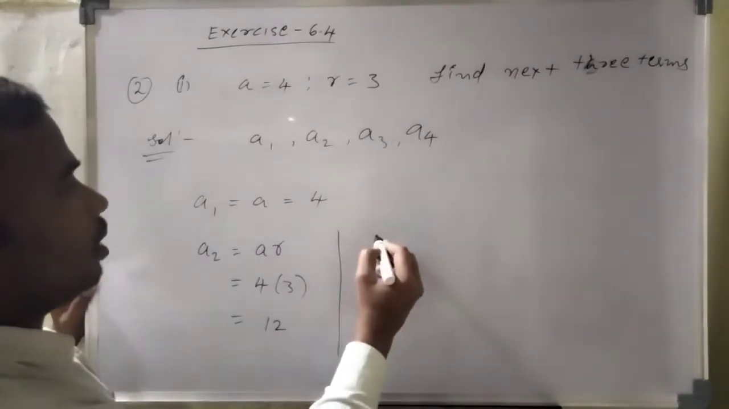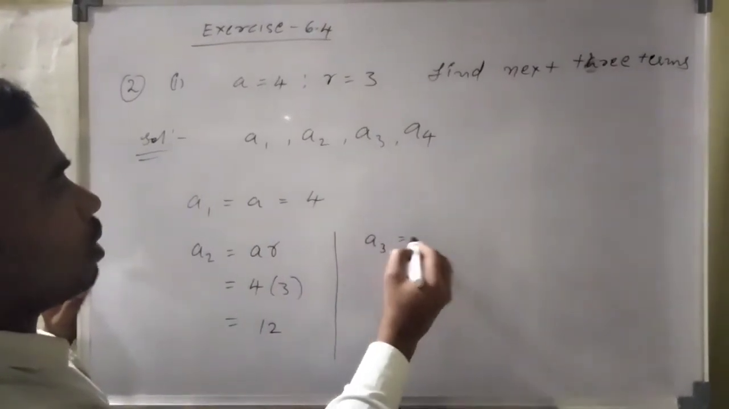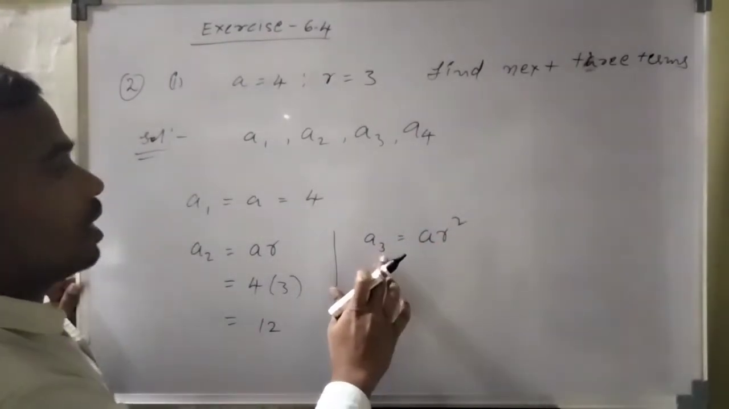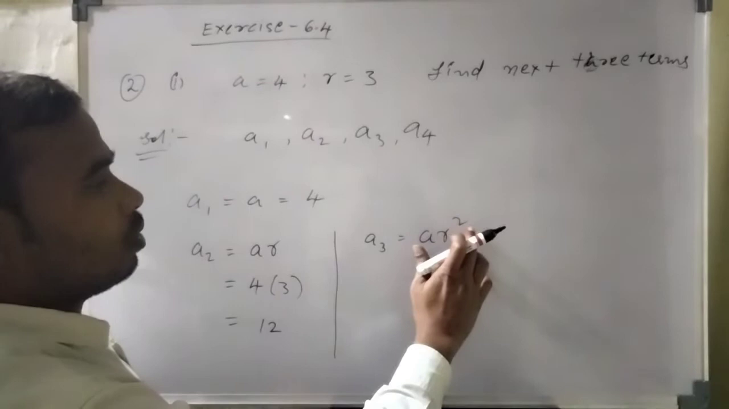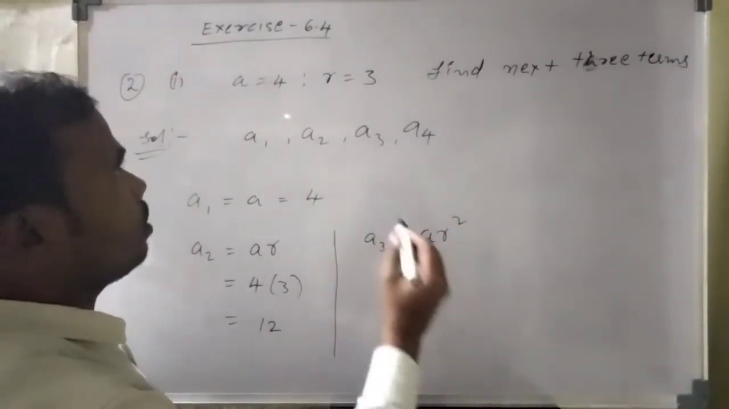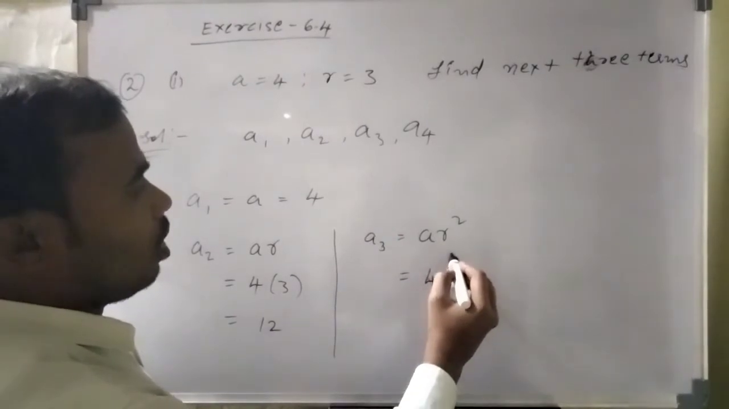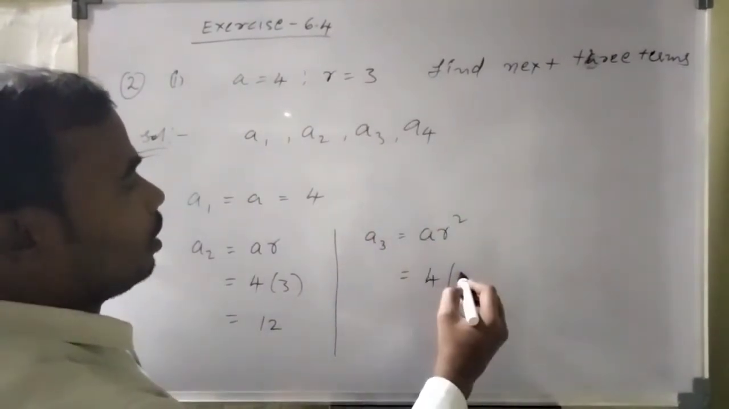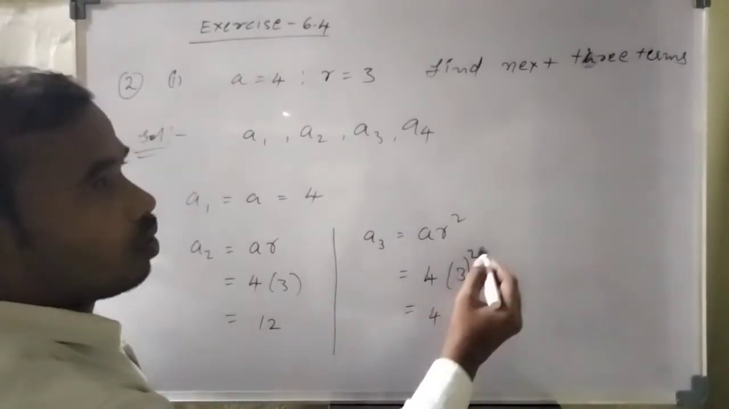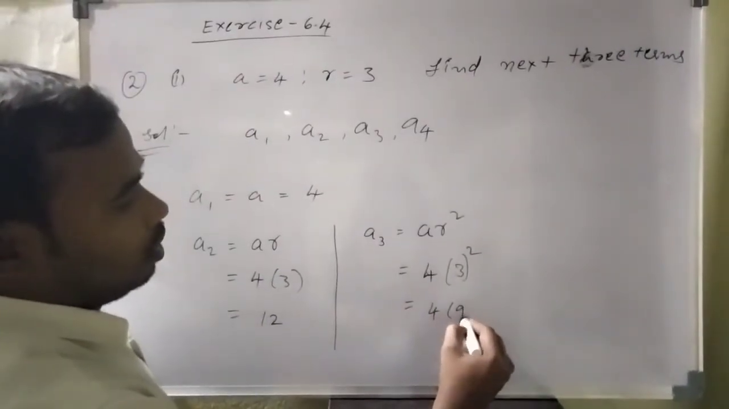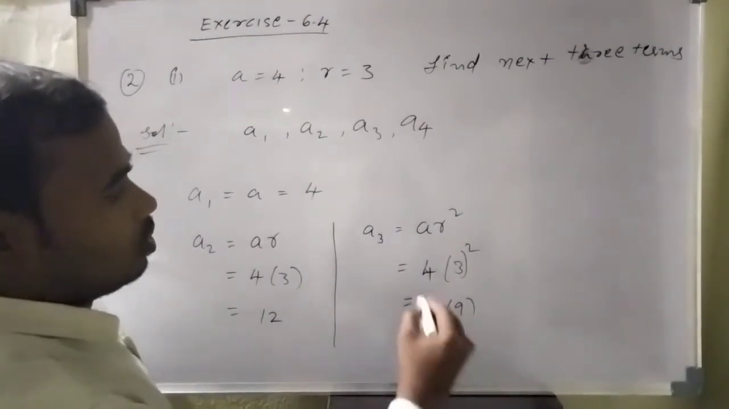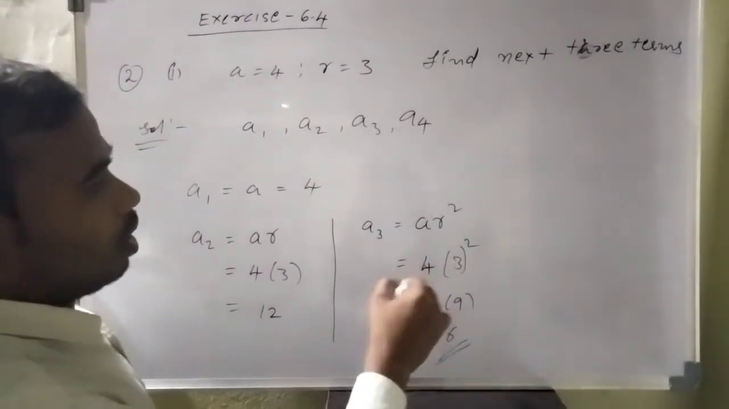Next, the a3 value. a3 is equal to ar square. So the a value is 4 and the r value is 3, so 3 square. 4 into 3 square means 4 into 9, so 4 nines are 36. So this a3 is also finished.